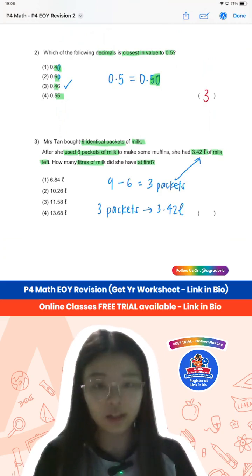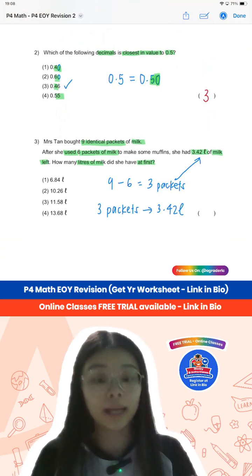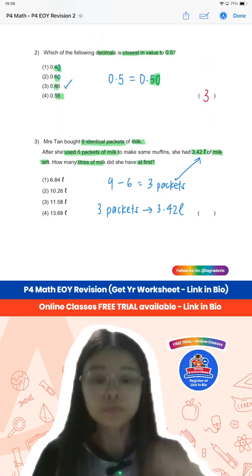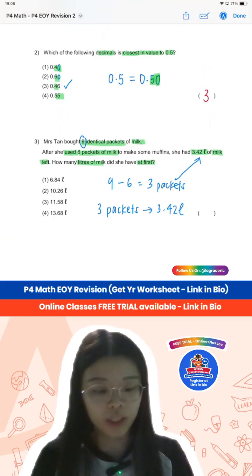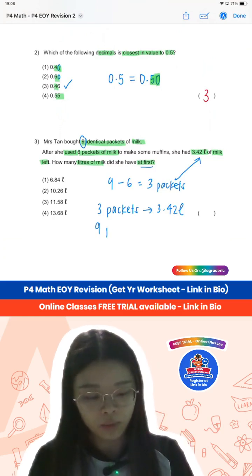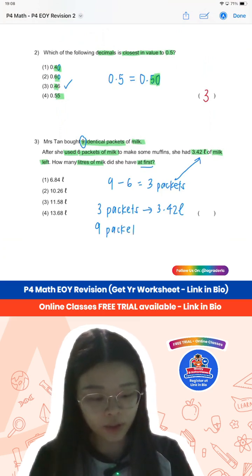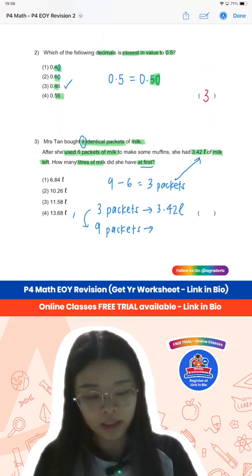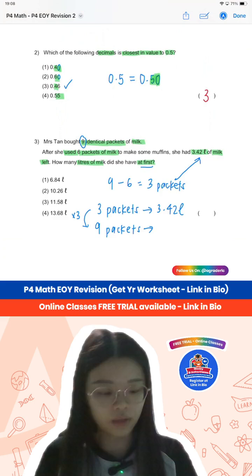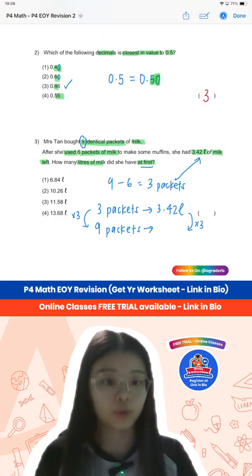Okay, good idea. Some of you might do 1 packet first, and then after you find 1 packet, you find 9. But another way you can do is, since we are looking for 9 packets of milk, which is our answer at first, right? We can actually just multiply straight like that because 3 is a factor of 9. So 3 times 3 gives us 9. So this means 3.42, I can also just times 3.